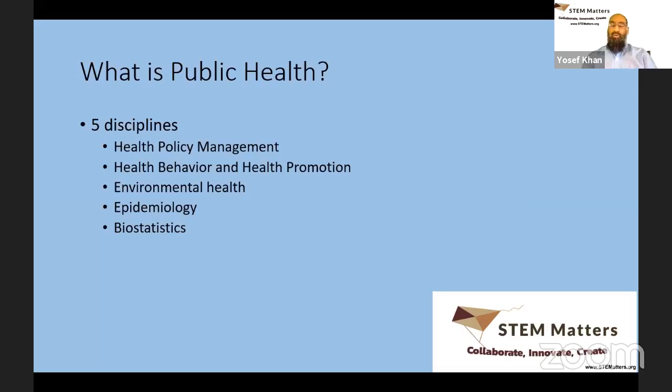And so within public health itself, there are 5 main disciplines. Each of these disciplines crosses over into one another, and they're all intertwined with one another. These 5 disciplines include health policy management, so understanding how to create policies, the importance of policies, the importance of maintaining policies, and how they will affect an individual's health.